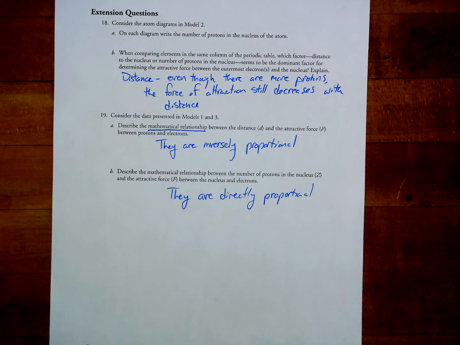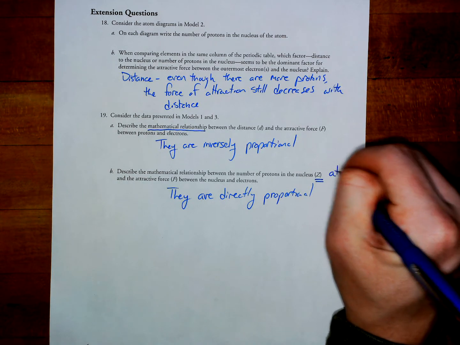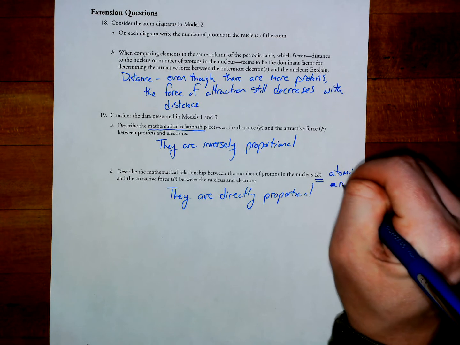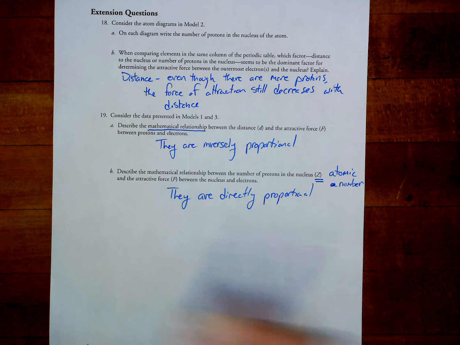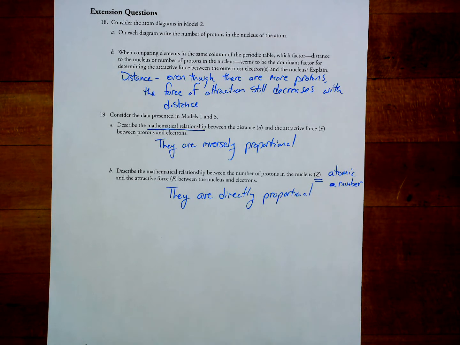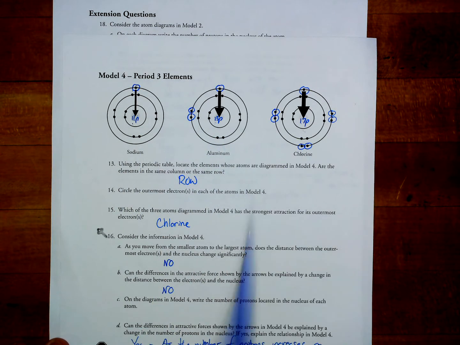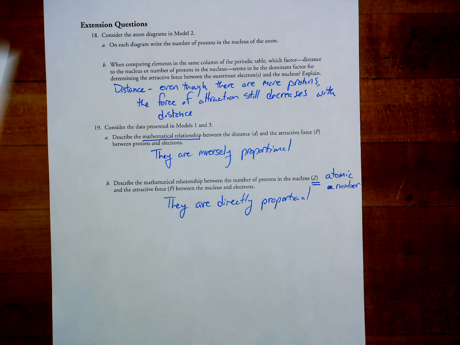And the mathematical relationship between number of protons in the nucleus, Z. This confused a few people. Z is the letter that is always used to represent atomic number, which is the same thing as number of protons, so it's just a variable. And the attractive force, F. They are directly proportional. As my number of protons in a nucleus goes up, the force of attraction goes up. Directly proportional relationship.